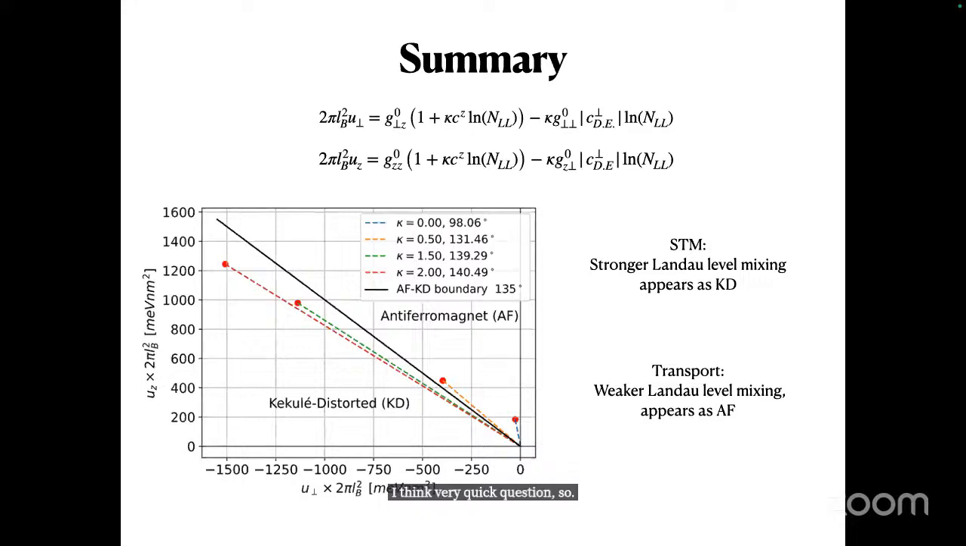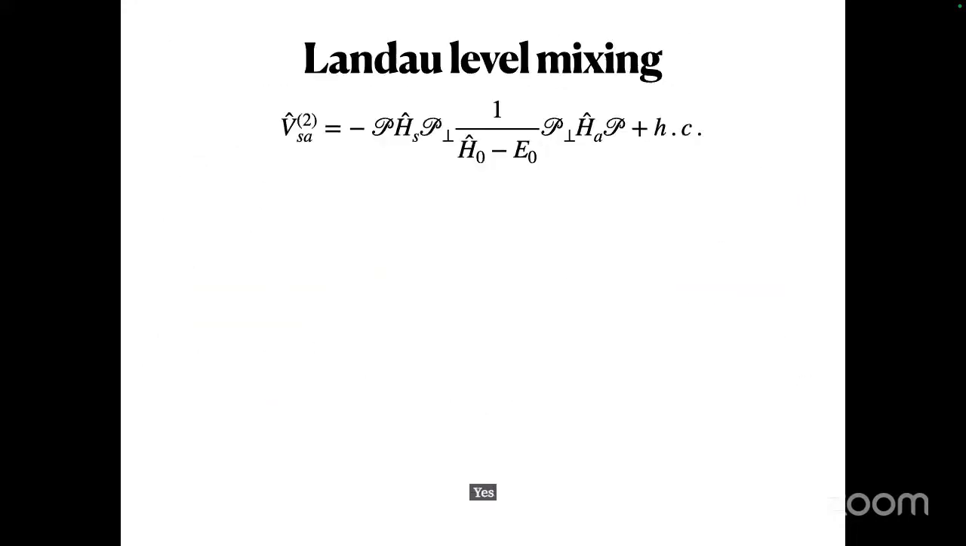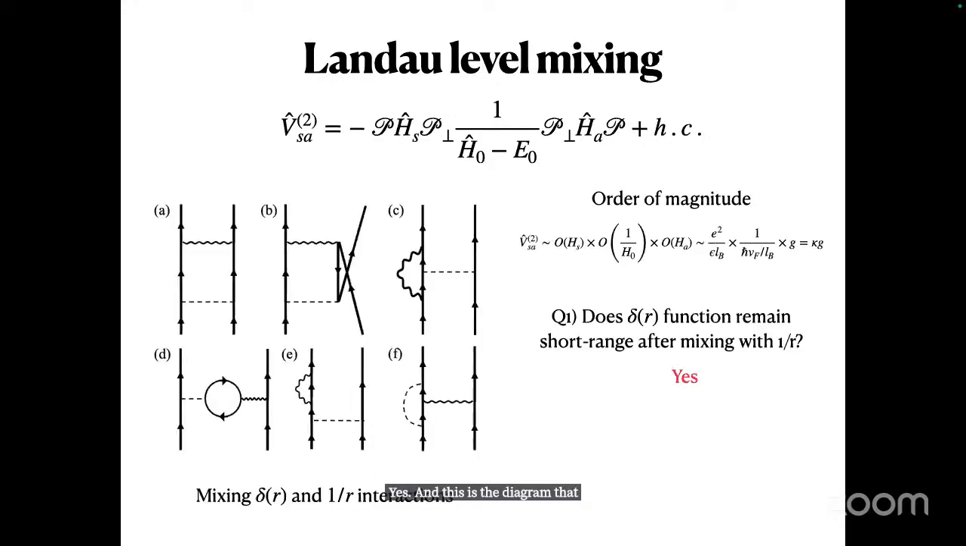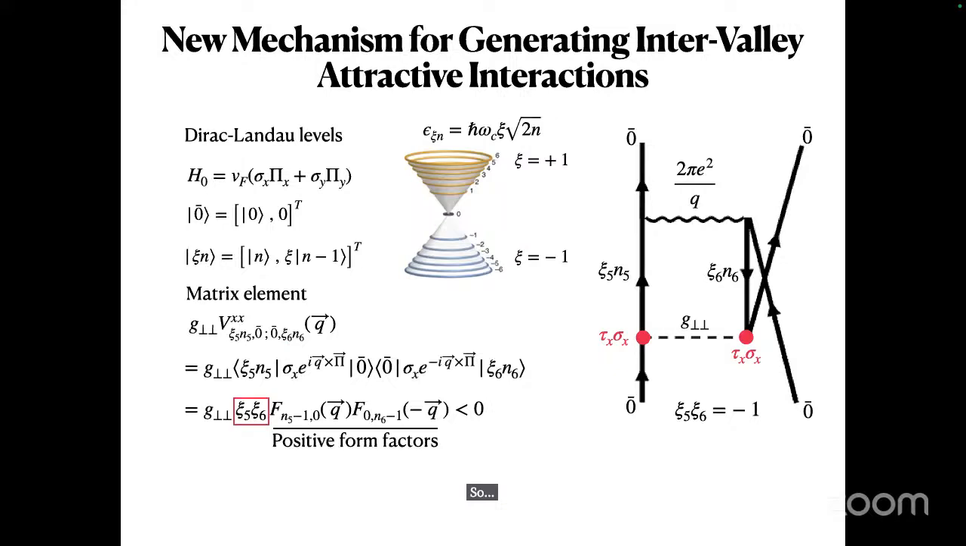So attractive meant negative, going left in the Kharitonov phase diagram? Yes. So towards the Kekulé? Yes. And this is the diagram that's responsible for the transitions.